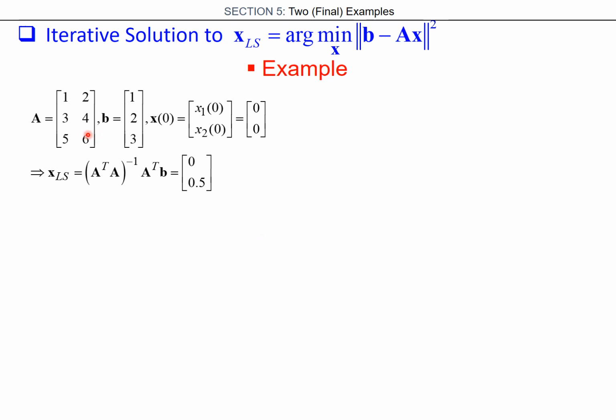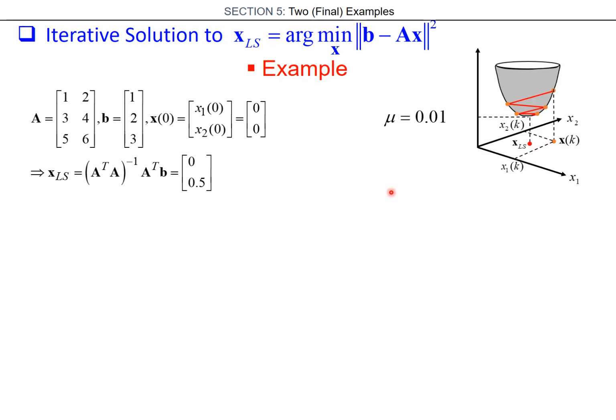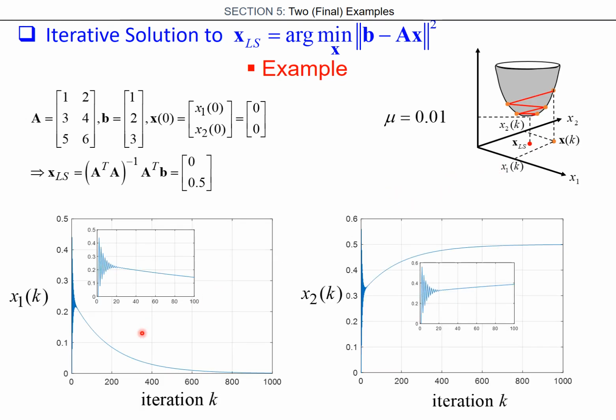So here's an example. If we take these values for A and B and we start at the origin, we know the solution is going to be 0.5. Let's see what we get when we do it iteratively. I've chosen mu equals 0.01, and you can see what happens. You get some oscillations at the very beginning, and then it settles down and goes down to the value 0, which is for x1, as the iterations k approach infinity. Similarly for x2, you get some oscillations at the beginning, and then it goes up to 0.5.